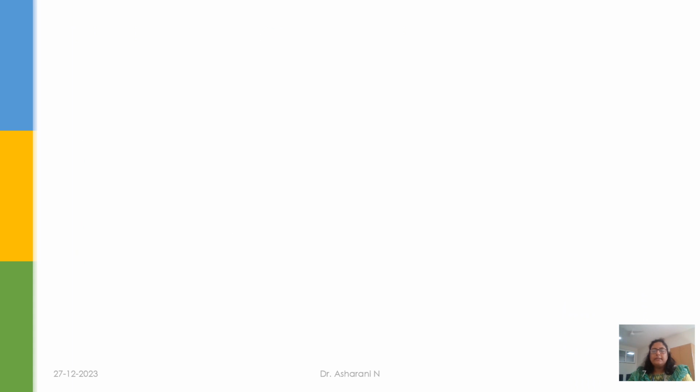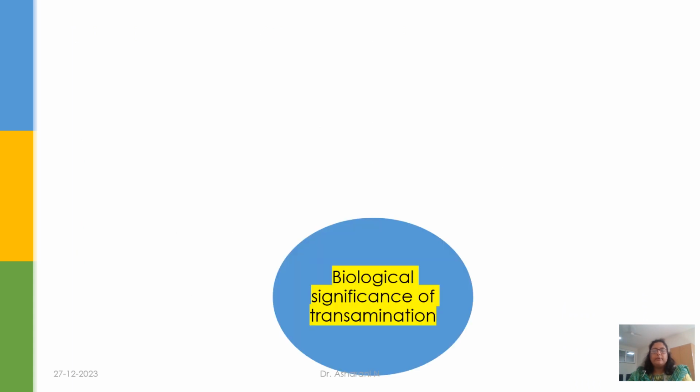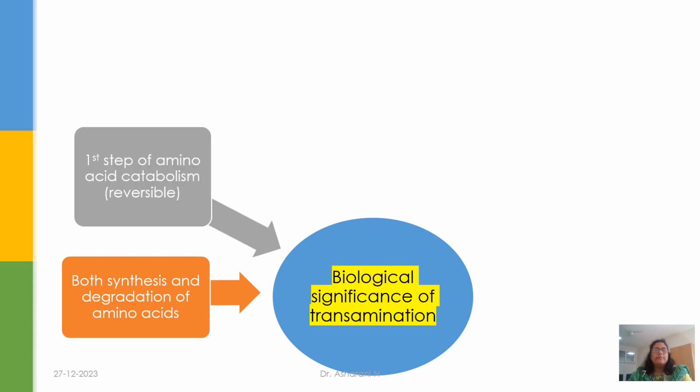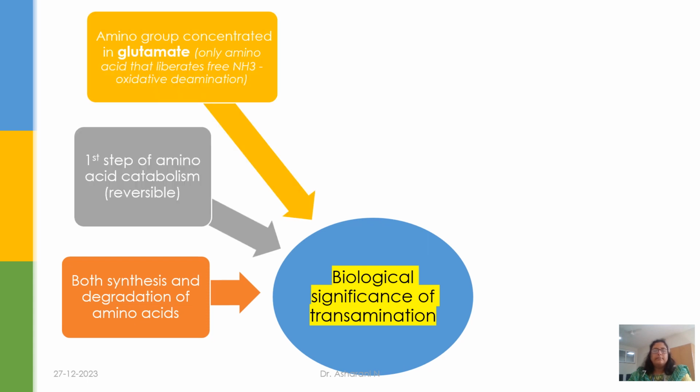Now we will see the biological significance of the transamination process. It is involved in both synthesis and degradation of amino acids. It is the first step of amino acid catabolism. All the amino groups removed are concentrated in glutamate, and glutamate is the only amino acid which can liberate free ammonia.